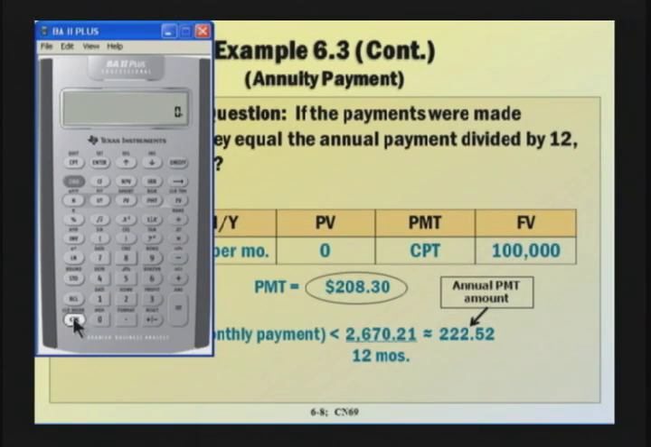I can clear the display without clearing the memory. I can recall 1, and I can get the total of our annual payments back. So this clears the display, not the memory. Now, if I made the $208.30 monthly payments, and I did that 216 times, I would invest a total of $44,992.80. Let me store that in the second memory and clear my display.